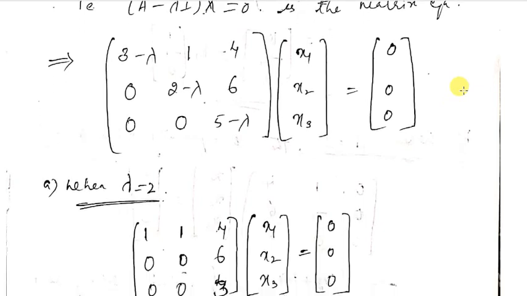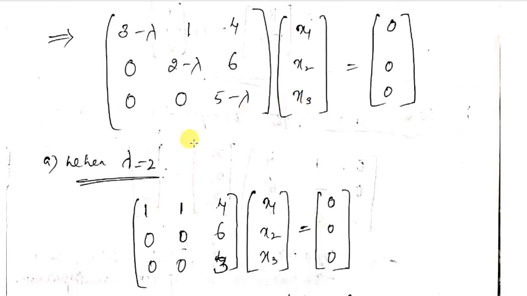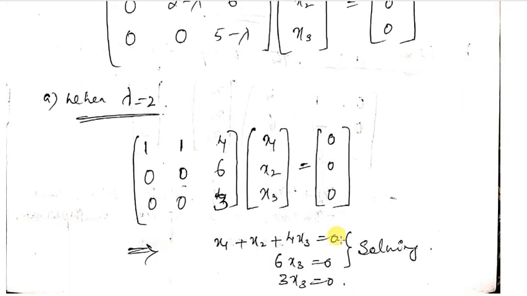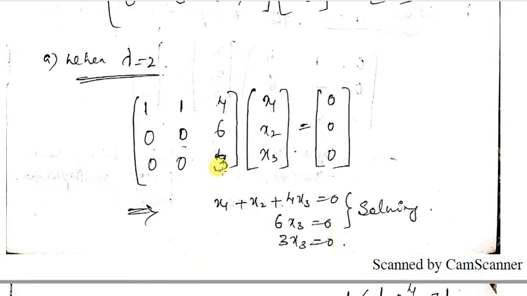Let us consider the cases. When lambda is equal to 2 is the first case. This matrix equation reduces to the matrix with rows 1, 1, 4; 0, 0, 6; 0, 0, 3, times x1, x2, x3, equal to 0, 0, 0. Now let us simplify this. By multiplication, we get the equivalent system of equations as x1 plus x2 plus 4x3 is equal to 0. Since here the first two entries are 0, 6x3 is equal to 0. In the last row also the first two entries are 0, so 3x3 is equal to 0.